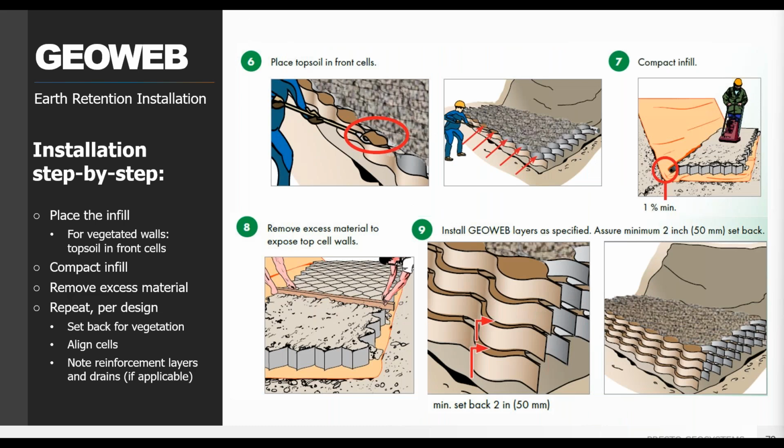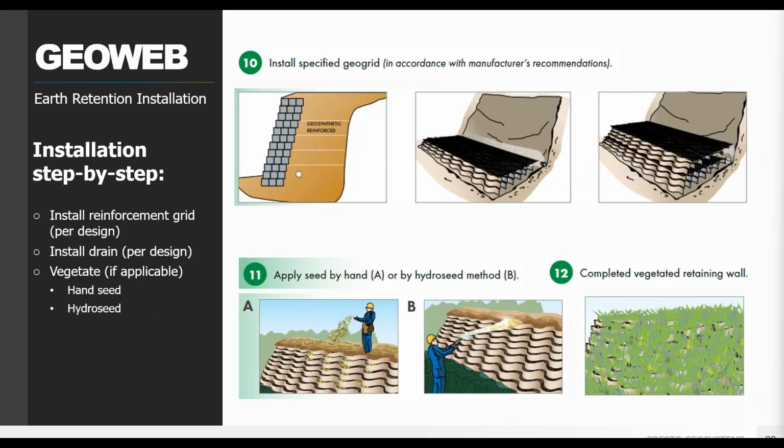For vegetated walls, topsoil in the front cell, and any granular drainable material in the back. For a geosynthetic reinforced wall, add the GeoGrid as recommended by design and shown in step 10. For a vegetated wall, either reinforced or gravity, on to step 11.